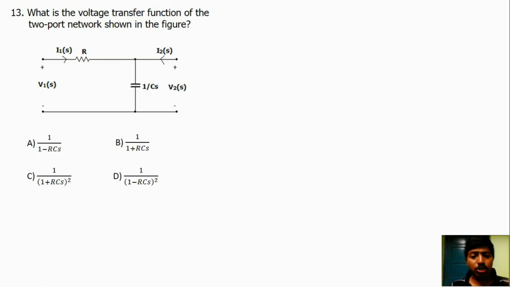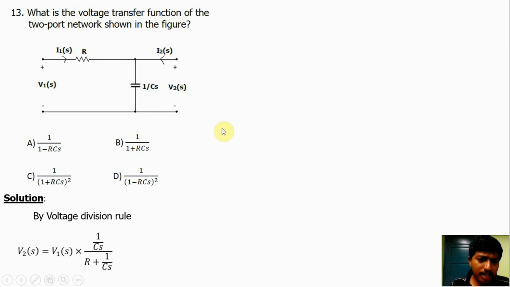Next, last question. Okay, this is the last question for the electronics exam questions from the control system subject. We have to find the voltage transfer function for the system. So just apply the voltage division rule for this circuit. By the voltage division rule, output voltage is equal to total voltage into this branch resistance divided by the sum of the resistances. So this branch resistance means 1 by Cs, and the sum of the resistances means R plus 1 by Cs.